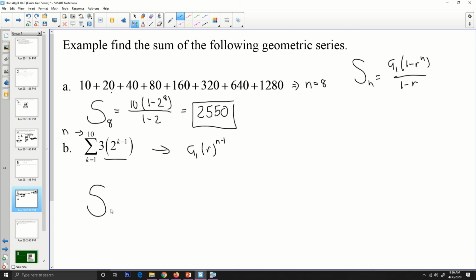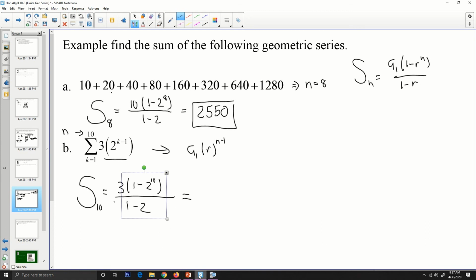So S sub 10, the sum of the first 10 terms, will be equal to the first term 3 times 1 minus the common ratio, which is 2, and then we're going to take that to the 10th power, and we're going to put it all over 1 minus 2. Again, the common ratio is 2.